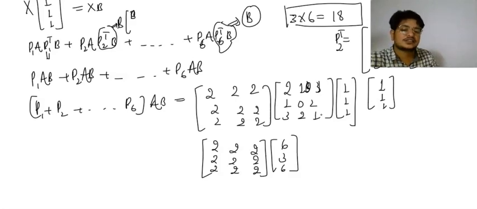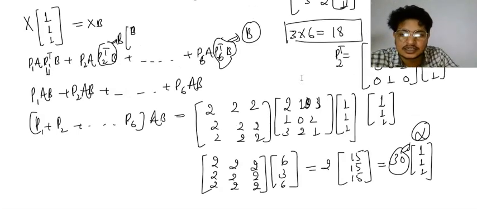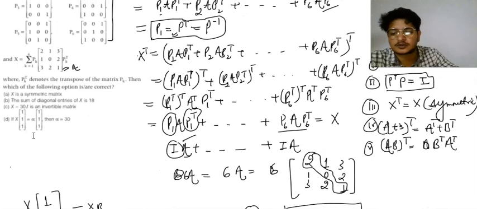Now if I multiply these two, I will take 2 common. I will get the value as 6 plus 3, 6 plus 3 is 9, 9 plus 6 is 15. Similarly, in the other rows, I will get 15, in the third row I will get 15. Now if I take 15 common, I will get the value as 30. So here I will get the value as I. So instead of 30, I can write the value as alpha. If you check option D, alpha is equal to 30. Hope you get this one.